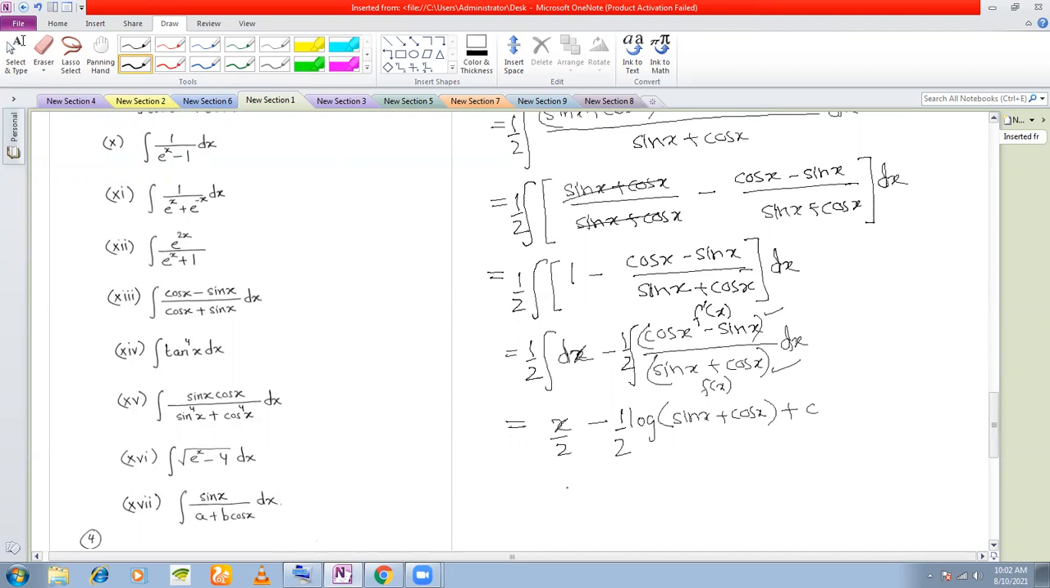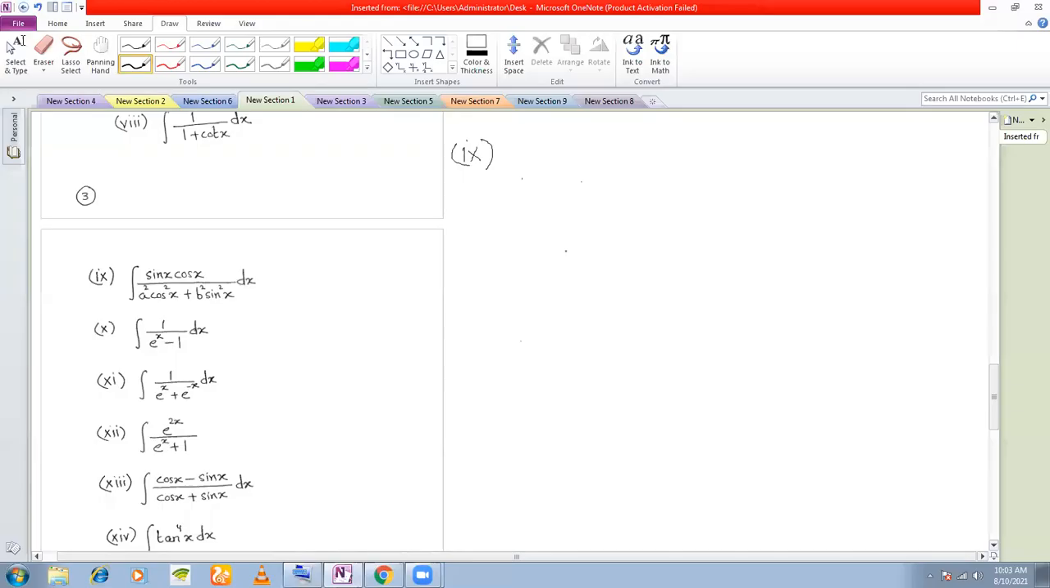Okay, we move on to the next problem. Number 9. The given integral here is sin x cos x divided by a square cos square x plus b square sin square x dx.